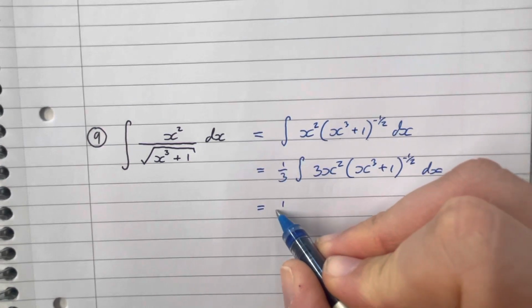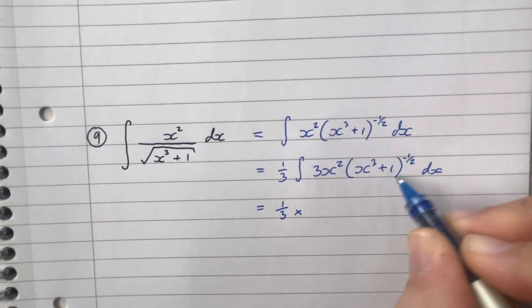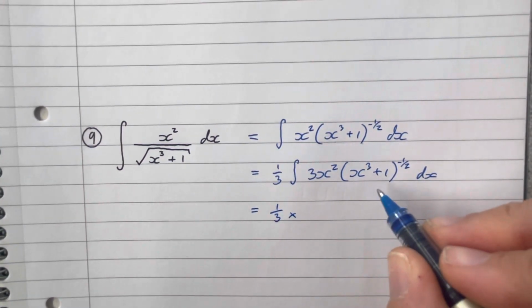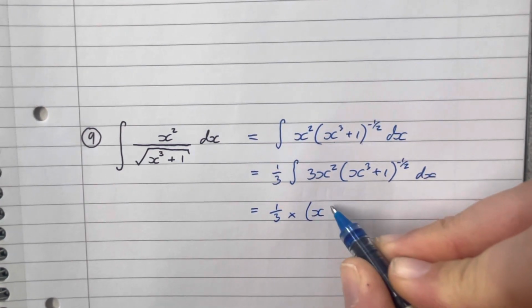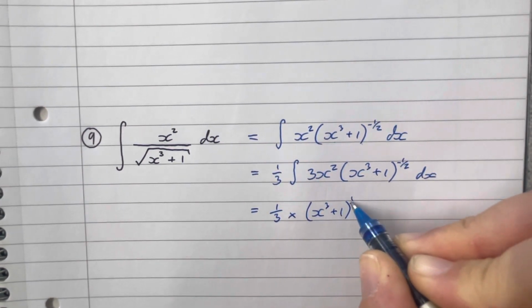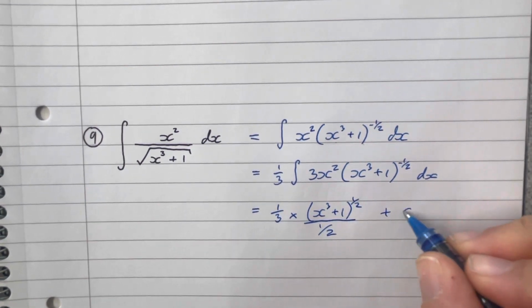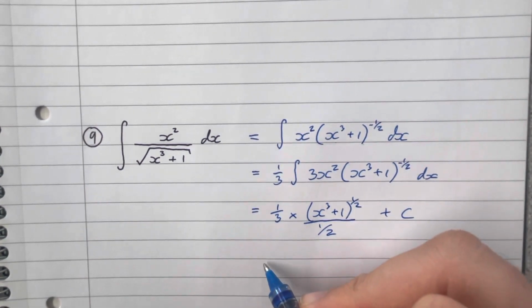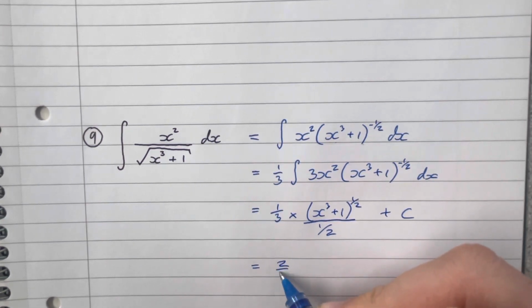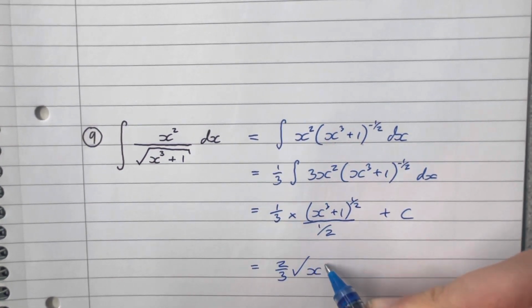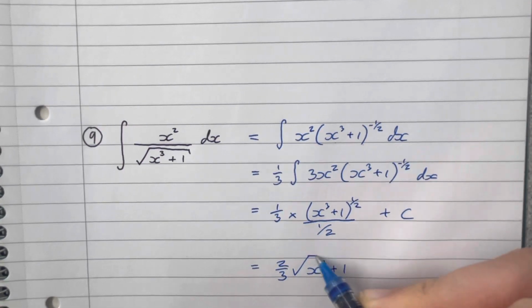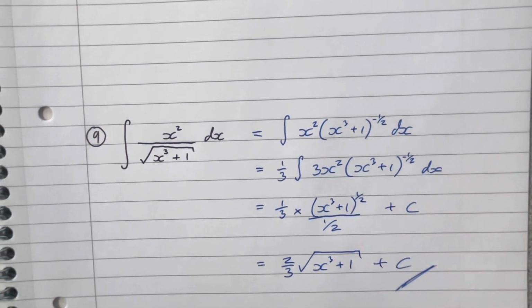So that's going to be a third multiplied by, and then we're going to add 1 to the power, so that becomes x cubed plus 1 to the positive half, and then divided by the new power, so I'm dividing by a half, plus c. And dividing by a half is the same as timesing by 2, so that is 2/3 times the square root of x cubed plus 1 plus c, and that's the answer.